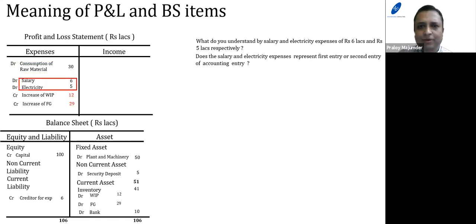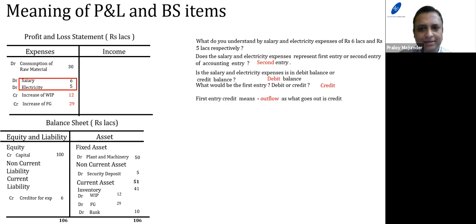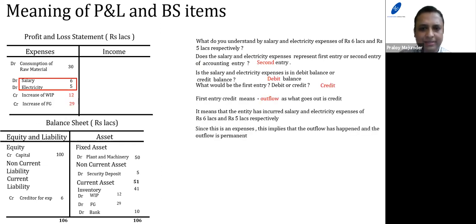Same concept if you look at it. This is the second entry, debit; the first entry would be credit. Now it's an outflow, salary and expenses, that means outflow has happened. Is it good or bad? Same logic. If the expenses are more than the benchmark, it is bad. So every industry or entity will have a benchmark. Now, if the expenses are more than the benchmark, then it is not good.